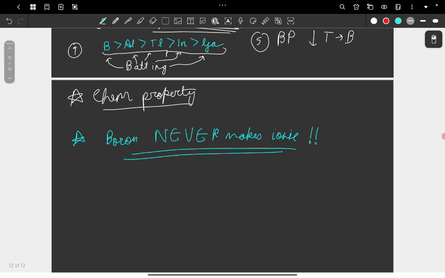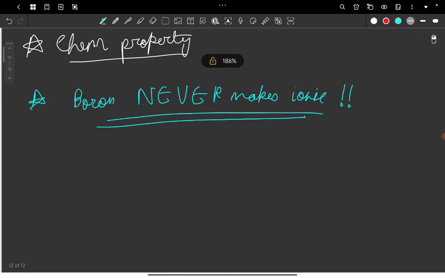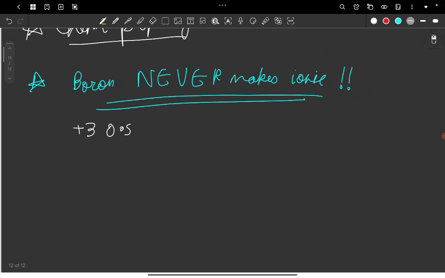Boron never makes ionic bonds because it has a +3 oxidation state. So of course, it has more covalency according to Fajan's rules. You know, the higher positive oxidation state of a cation, they are better in pulling the electron cloud of the anion which holds them, and hence this makes them more covalent.